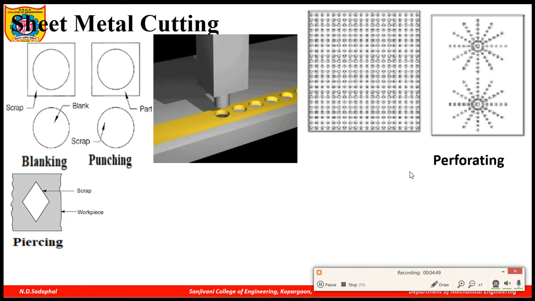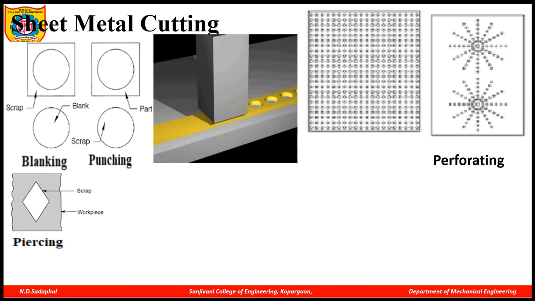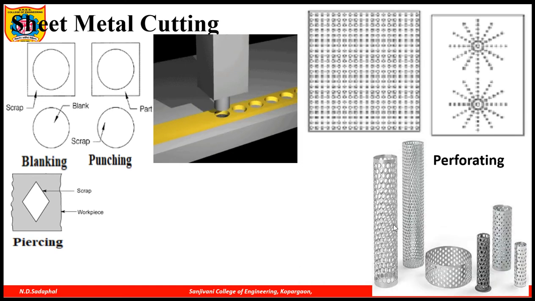Then the perforating operation. What is a perforating operation? This is a perforated sheet shown here. This is also a perforated sheet. You can see on this sheet a number of holes are created closer to each other. So when a number of holes are produced on the metal sheet closer to each other at a single stroke or at a single time, then it is called a perforating operation. You can see these perforated sheets.